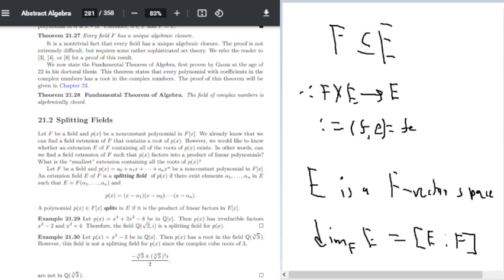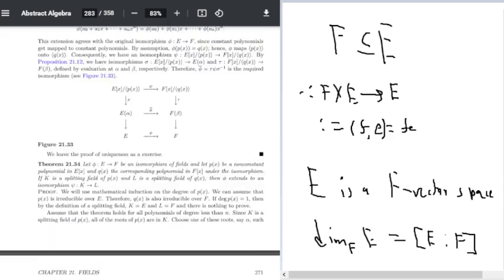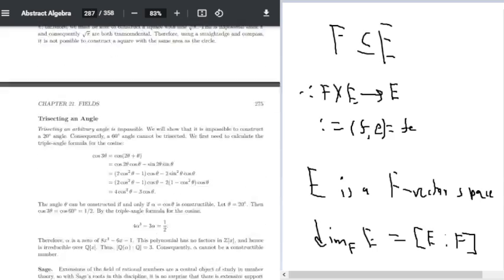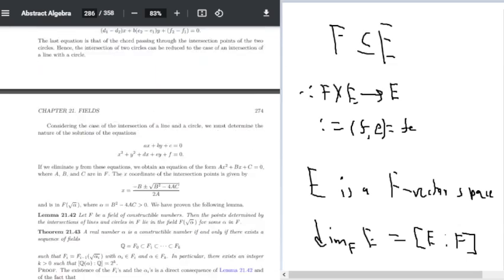21.2. Splitting fields. Okay, how close are we to the end? Not very close. Oh, I get it. I'm excited, but man, this is going to be a lot. Okay.